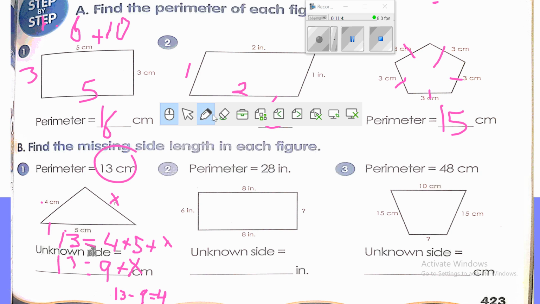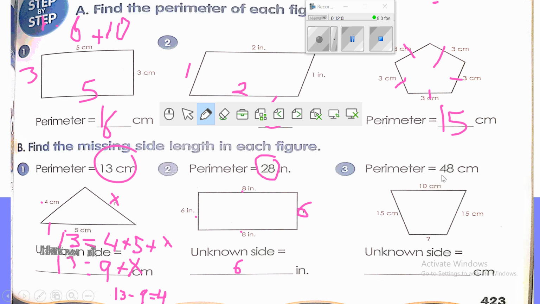If the perimeter here is 28, here is 8, here is 8. This is a rectangle. It's easy to know the opposite sides are the same, so here is only 6 inches. If you don't have the picture, you have to find it the same way.